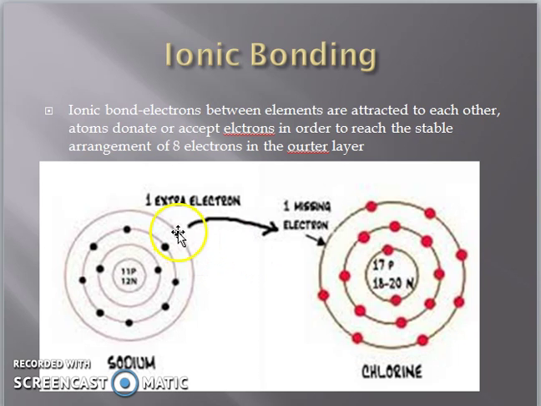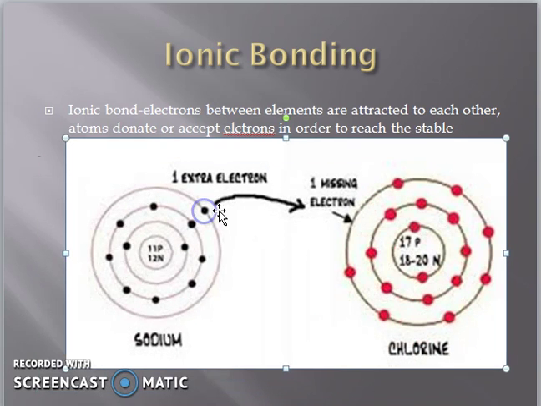So what happens is this electron right here moves over and donates it to this chlorine. So now this orbital is going to have 8, and you're going to be left with only this orbital, which is going to have 8. So that becomes a stable configuration because both elements have 8 in their outer shell.